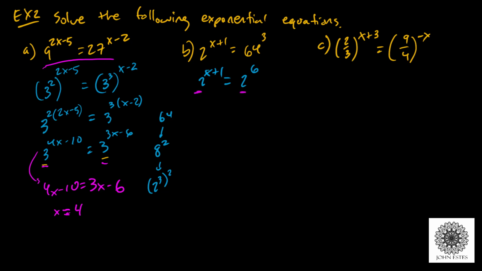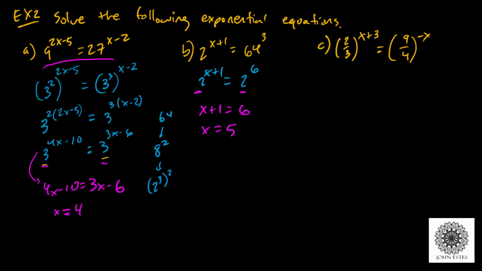From that point, I have a common base, so I can just consider the exponents and end up with x plus 1 equals 6. Remember, I didn't cancel out my bases. It's just now, since I have a common base, I can just equate the exponents. And so I get x equals 5 as my solution. Alright, so we'll do the same thing in part C.